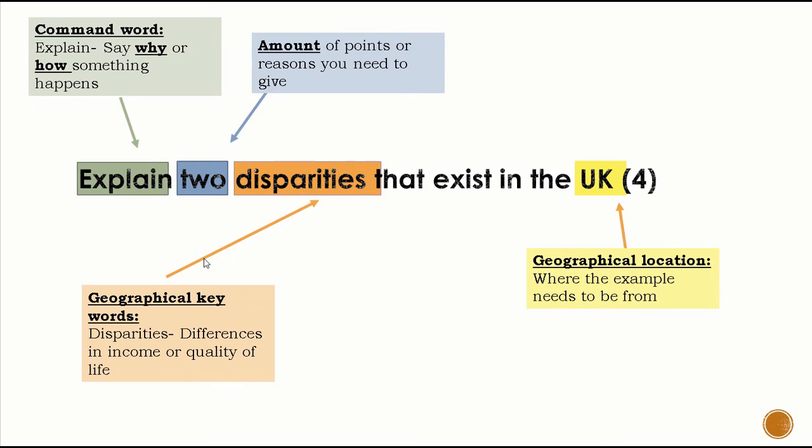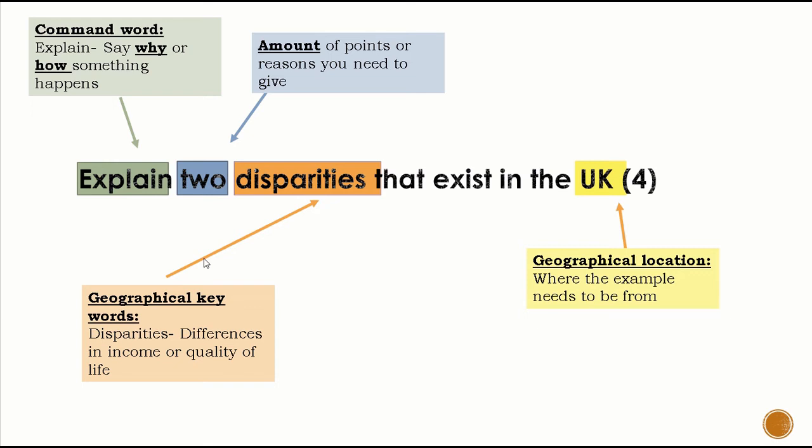So explain. Say why or how something happens. So we've looked at a lot of explain questions over the last few weeks. Amount. So the amount of reasons you need to give, in this case, it is 2. So you're talking about two differences that exist in the UK.